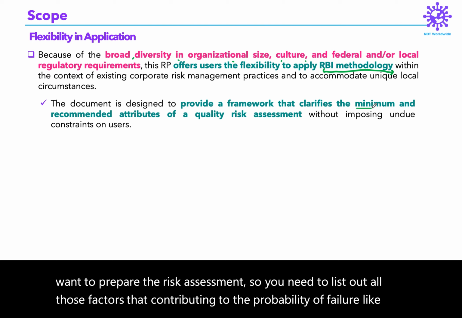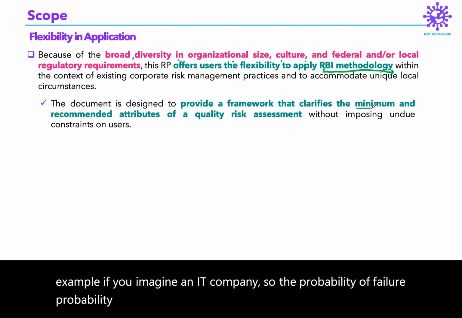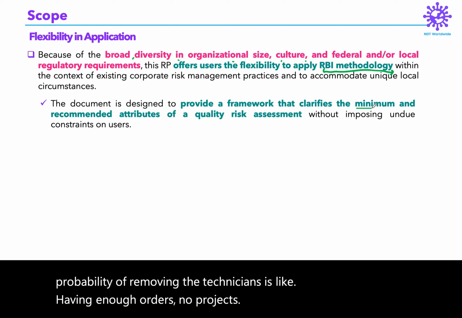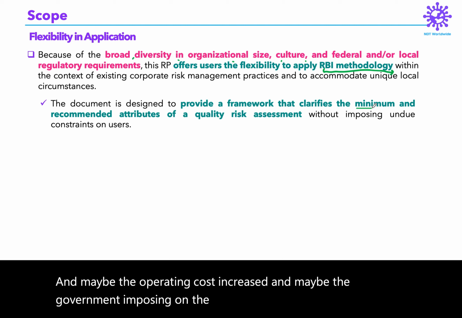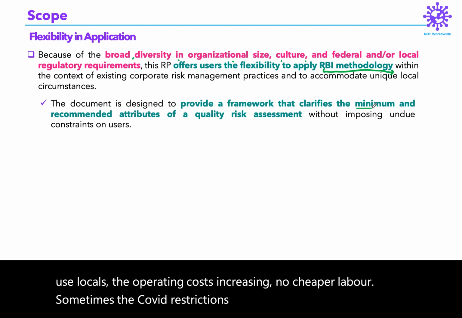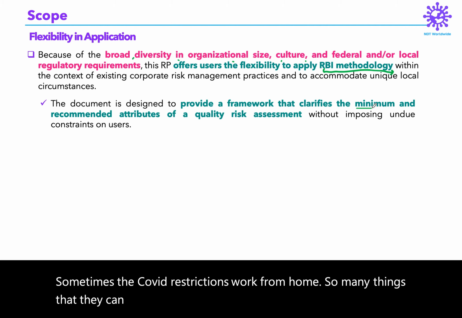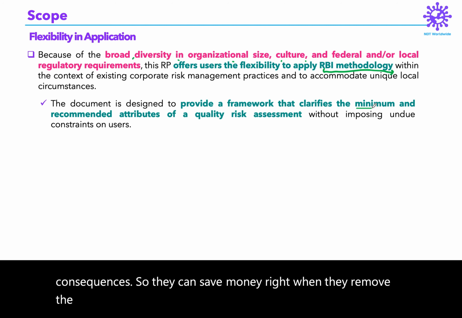For example, if you imagine an IT company, the probability of removing the technicians comes from not having enough orders, no projects, maybe the operating cost increased, maybe the government imposing that instead of foreigner technicians they only need to use locals, no cheaper labor, sometimes the COVID restrictions, work from home. So many things can contribute to this probability of failure and the consequences. So they can save money, right? When they remove the foreigner workers, they can save a little bit of money.